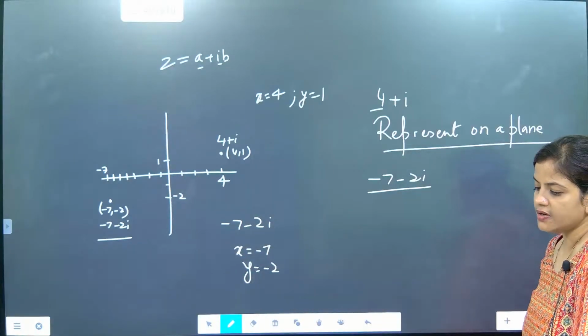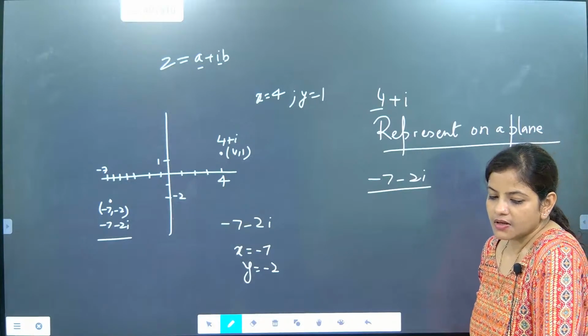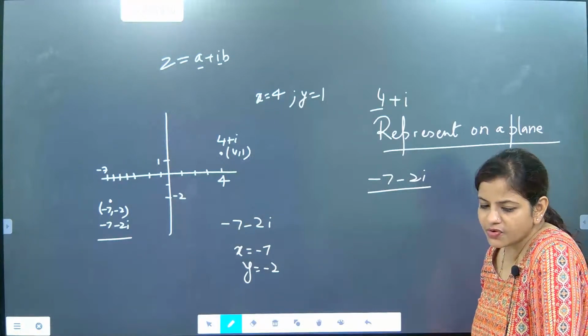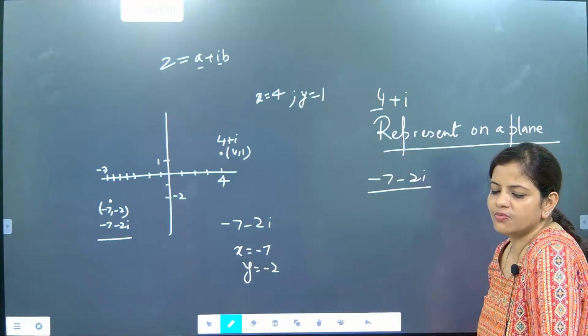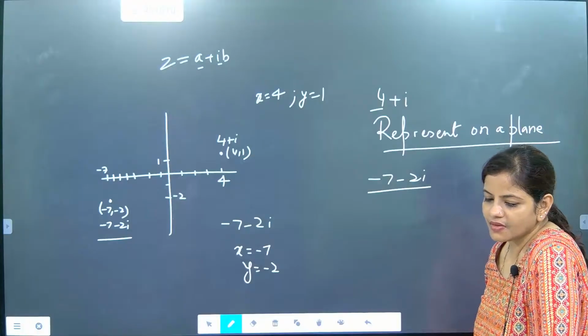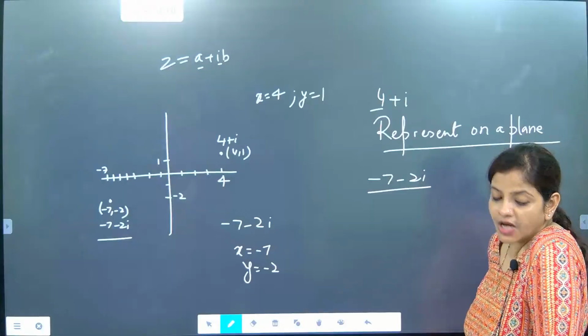Now is it okay, beta? Network issues here. I have continuously taken 4-5 classes tonight, so maybe the network will be low. Now it is okay, fine. Did you get this point? Did you understand how to represent it?